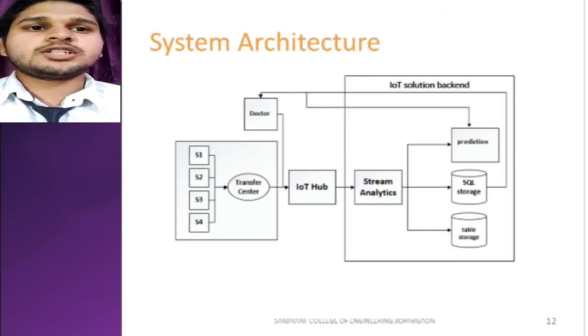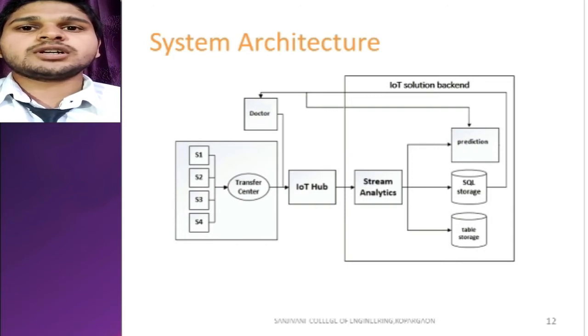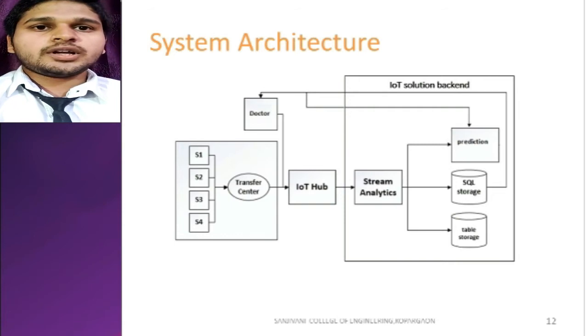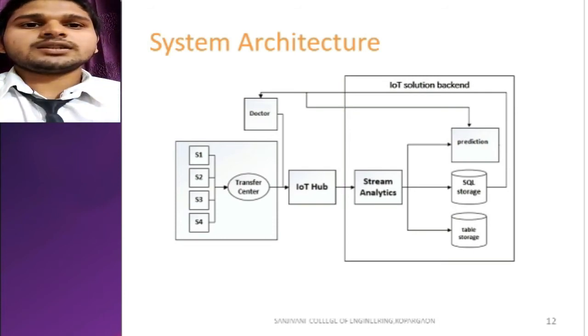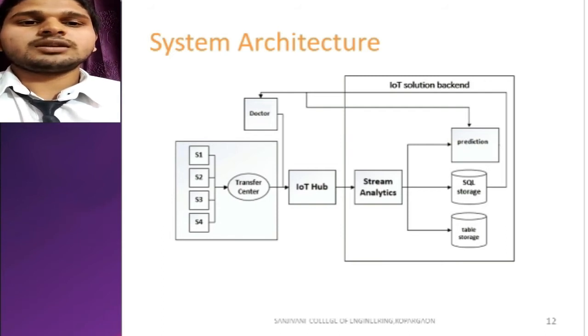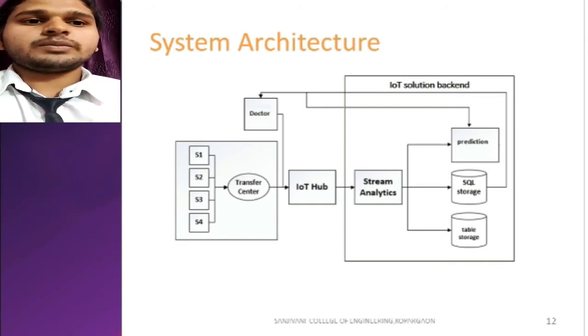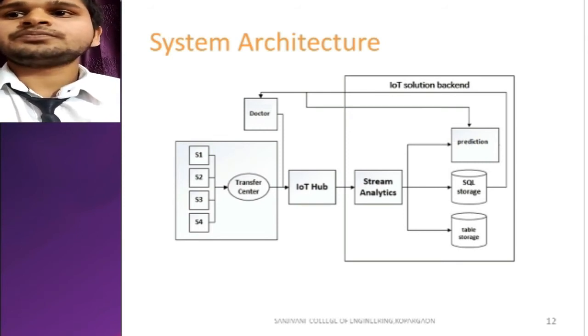Now we see the system architecture. The S1 to S4 blocks represent the patient. The transfer center is the ESP8266 block. This block uploads the data to the cloud. The IoT hub is nothing but the cloud where all the data are stored. Stream analytics analyzes the input of the sensors. The prediction block is nothing but the result of the output. SQL storage stores the login information of the patient and the doctor and basic details of the patient.